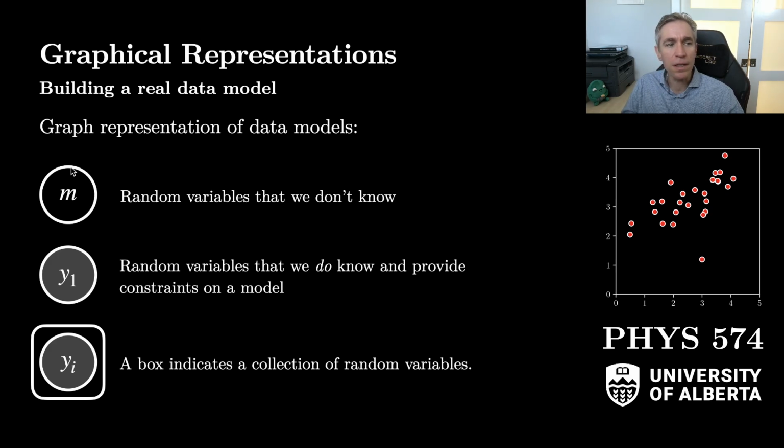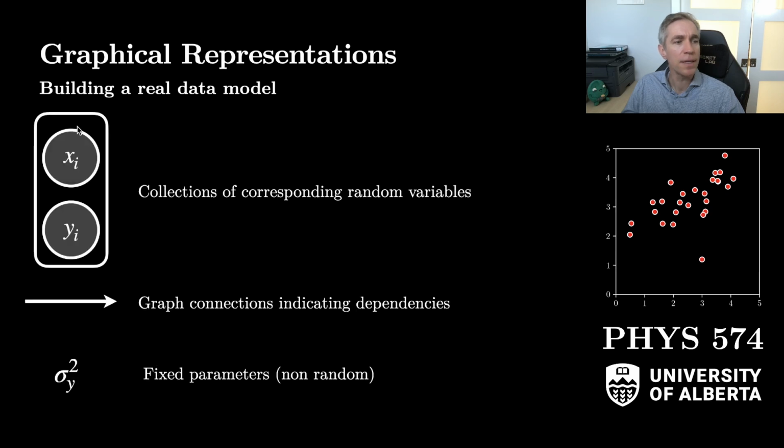The general notion is we use circles here to indicate random variables. If we don't know them, we leave them unfilled, and then we shade them in if we do know those values, and they therefore provide constraints on a model. So a single datum we would represent here with a shaded random variable. If we have a collection, we draw a little box around it to indicate that there's multiple, and we'll often put a little number down here to indicate how many of those random variables there are. And so this is a collection of random variables.